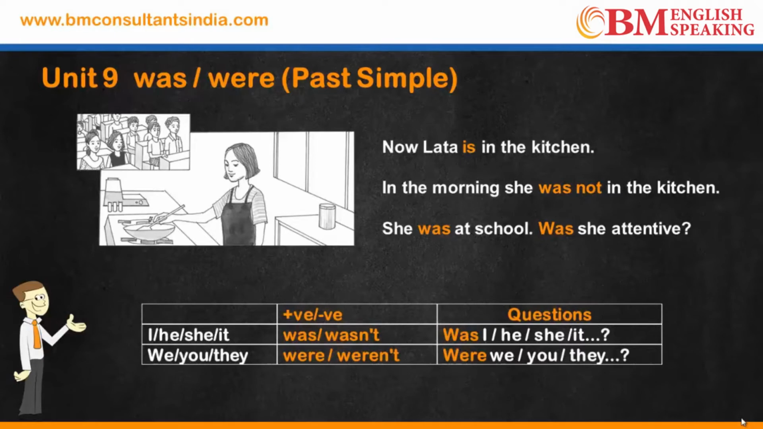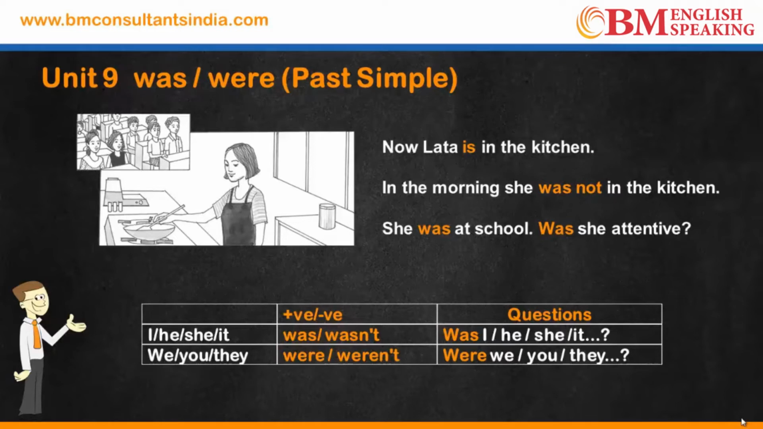With I, he, she and it in positive past simple tenses we use was, and in negative past simple tenses we use was not. With we, you, they in past simple positive statements we use were. In negative statements we use were not. So I was, he was, she was and it was. We were, you were and they were. I wasn't, he wasn't, she wasn't, it wasn't. We weren't, you weren't and they weren't.